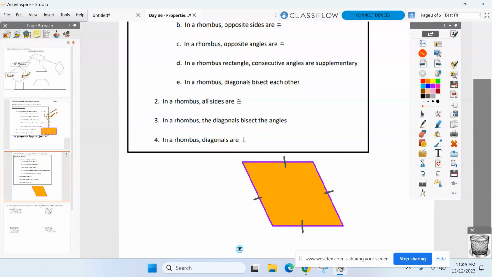All right, diagonals are beasts in a rhombus. They are beasts. They do a ton. First thing they do, they bisect the angles. So here's what I'm talking about. Bisect the angles. Congruent, congruent. Congruent, congruent. They bisect the angles, and they're perpendicular. So where they meet forms a right angle. So all 4 sides congruent, bisects the angles, and they're perpendicular.